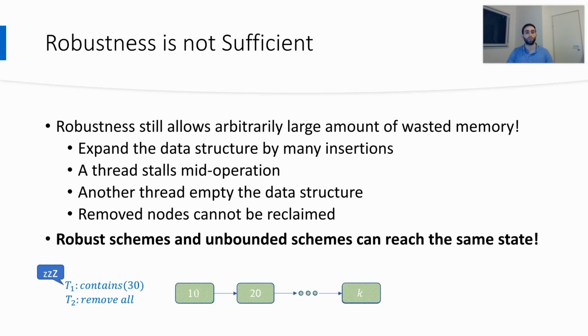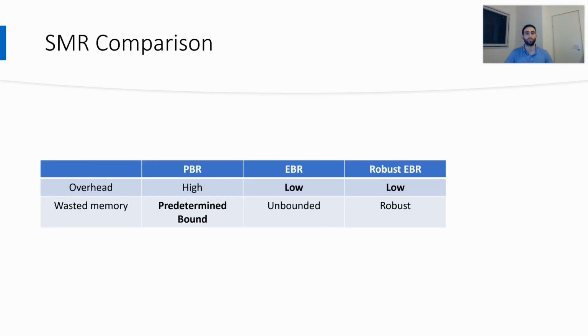So while it is true that robustness guarantees a bound on wasted memory, the problem with that bound is that it is not predetermined and fixed like in hazard pointers, and as we've seen, it can grow as large as we want it to, potentially up to the size of the available memory. Robust EBR schemes improve the wasted memory guarantee in general, but they cannot provide a predetermined bound. To summarize, there is no safe memory reclamation scheme that imposes low runtime overhead while guaranteeing a predetermined bound on wasted memory. This is the exact motivation for our margin pointers scheme, which aims to achieve both.